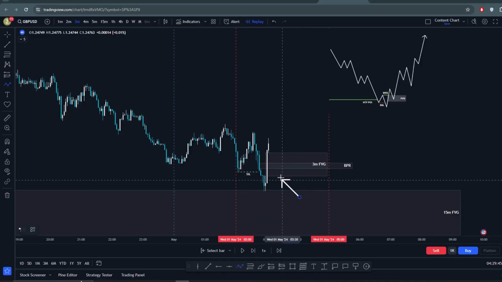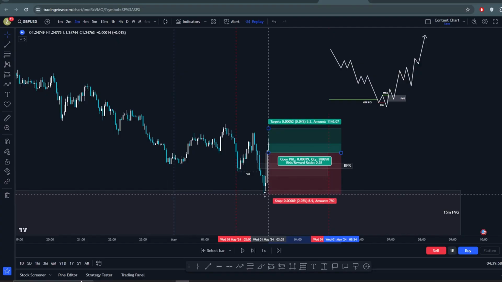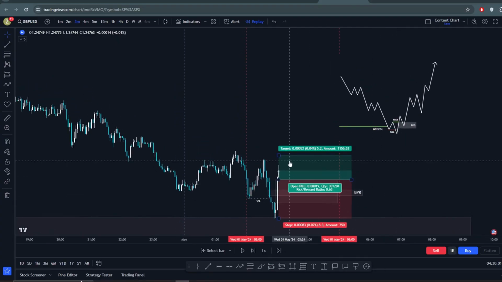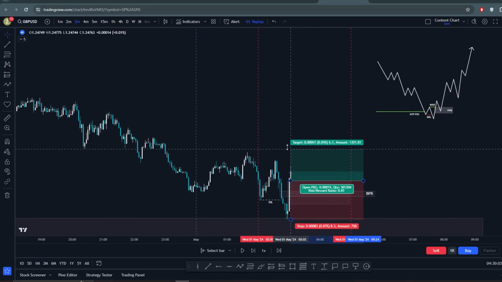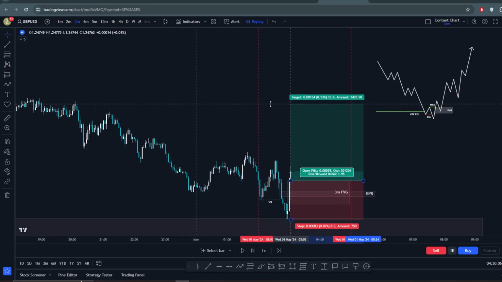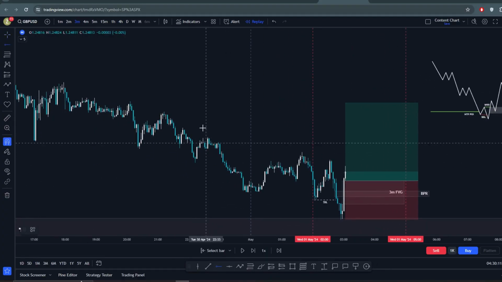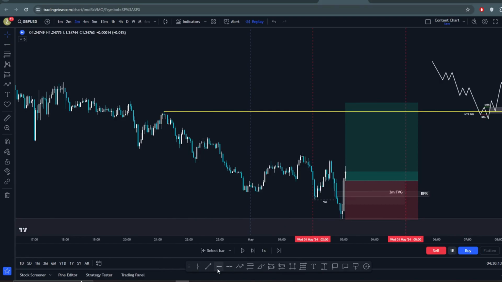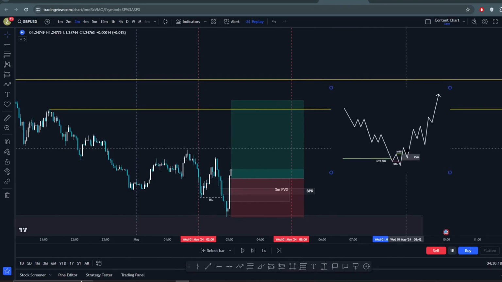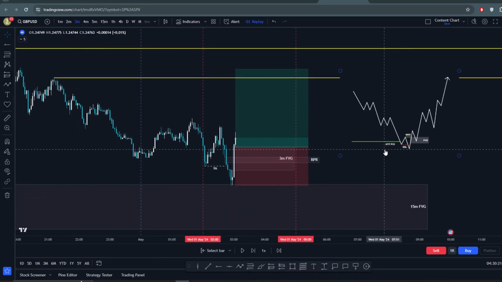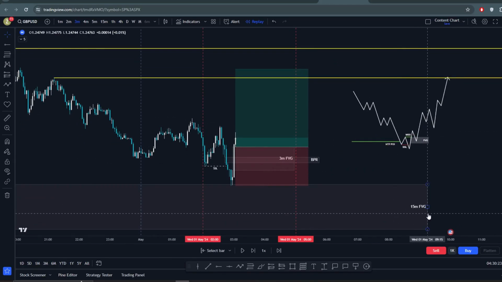We also have a displacement right here. So this fair value gap right here, we can leverage this to our advantage. You can enter right here, place your stop loss at this swing low. You can aim for the nearest buy side liquidity or aim for 1 to 2 risk to reward. Alright, so as we can see right here, we have our buy side liquidity right here and also our buy side liquidity right here.